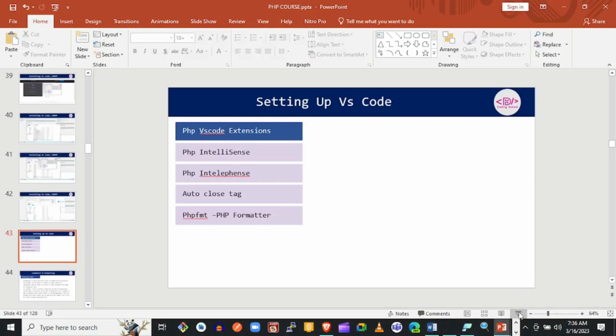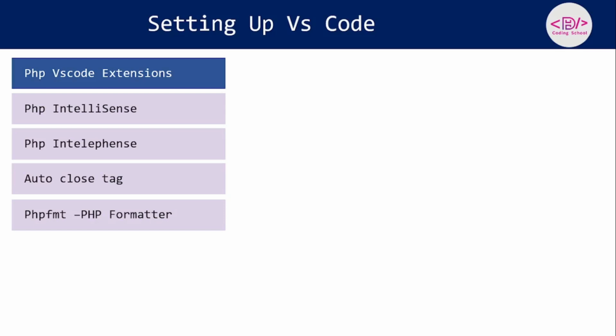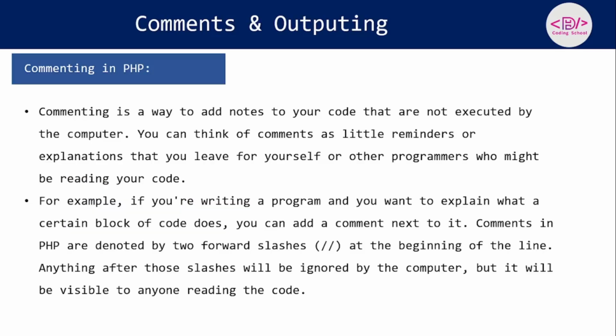Okay, let's get into core concepts of PHP. And the first concept you are going to get into is commenting and outputting. Now, if you are familiar with HTML or CSS, you know about comments. But really, commenting is a way to add notes to your code that are not executed by the computer or the browser. You can think of comments as little reminders or explanations that you leave for yourself or other programmers who might be reading your code.